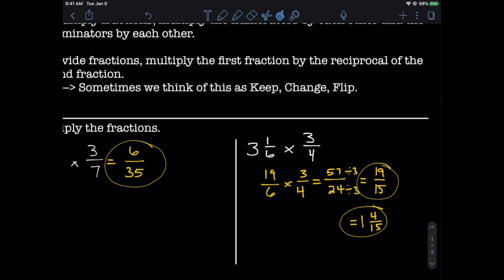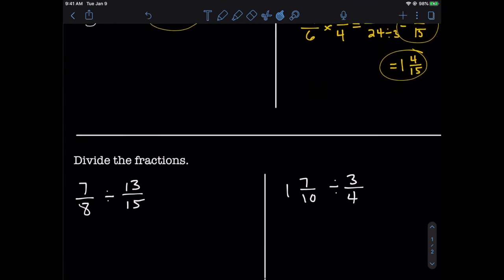If you need help turning mixed numbers into improper fractions or vice versa, there is an Auducation video on that called Converting Mixed Numbers. So take a look at that. Let's go ahead and move on here. Gosh, I'm killing myself with this mistake here, jeez.